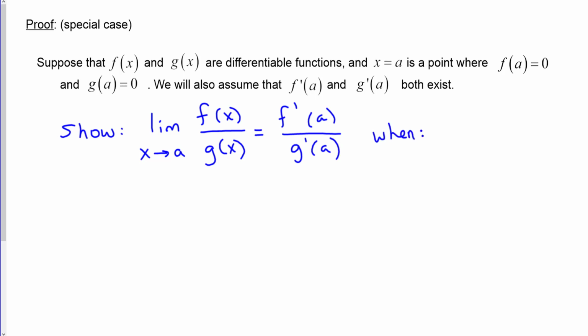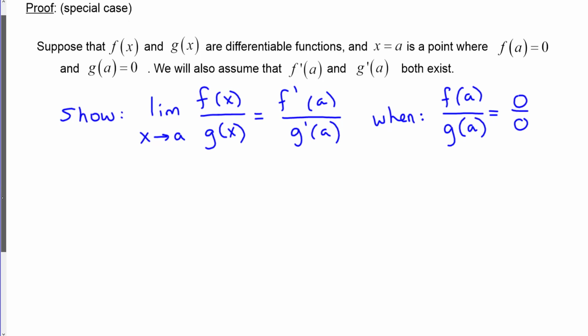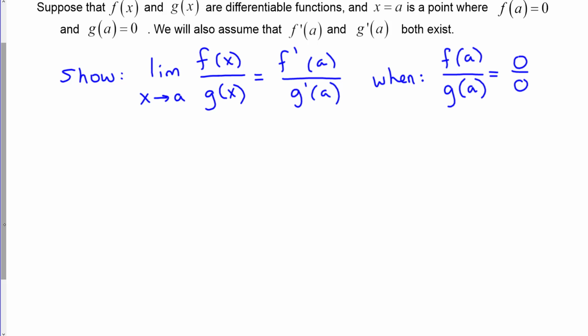One thing that we know right now, just the way the problem is set up, is that f evaluated at a and g evaluated at a, when we divide those two, we end up with 0 over 0. All right, that was what the statement of the problem says here. So we're going to try and show this. All right. So let's start with the derivatives. We'll start with trying to figure out what f prime of a over g prime of a looks like.